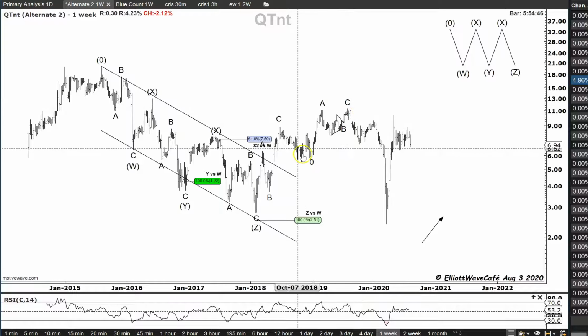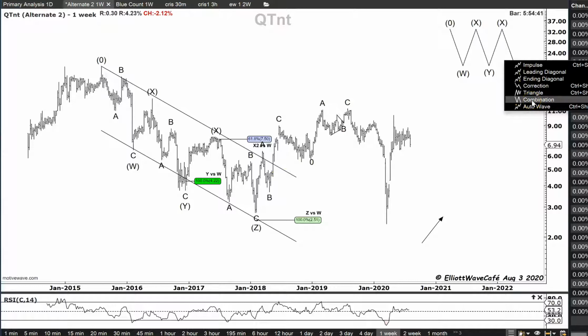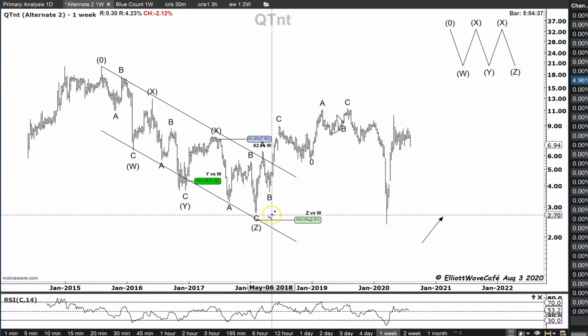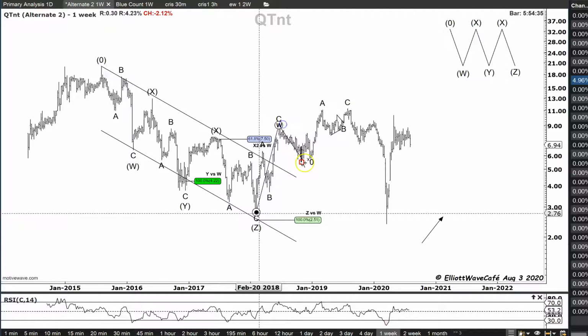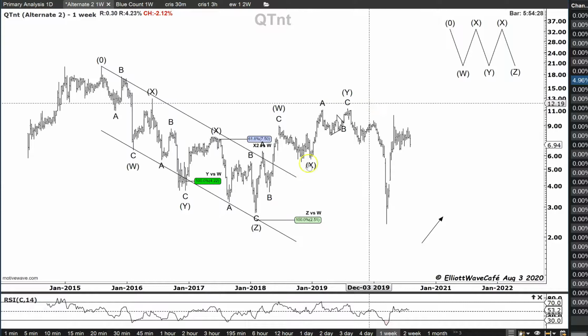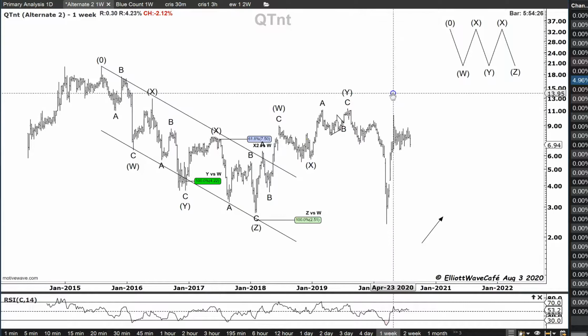So that's a zigzag, that's an X. So what is this as a complex? Then this is another double zigzag in here. So instead of a triple, we have a double, and it's moving to the upside. So you go here, you have a W, you have an X, and then you have a Y. And that's how you have a double zigzag going in the opposite direction.